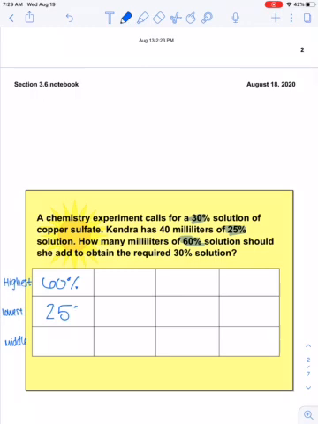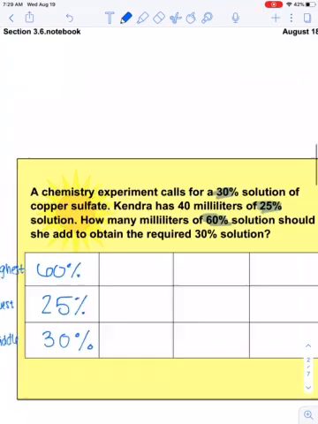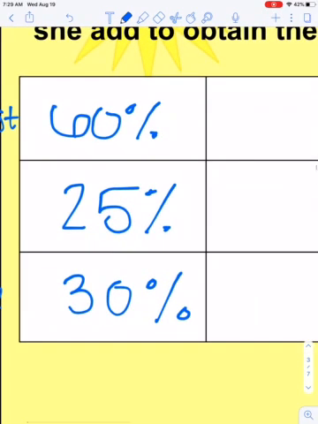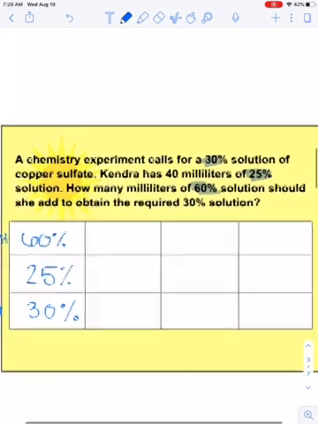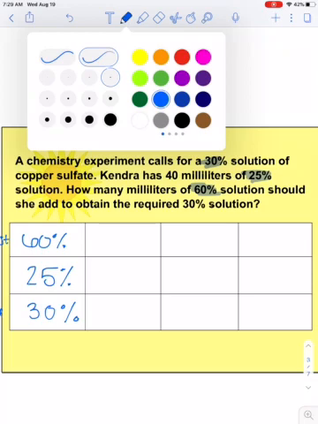What's the lowest of those 3 numbers? 25%. To end up somewhere in the middle, which one's in the middle? The only one left is the 30%. Because she has to mix something strong with something weak and end up somewhere in between. So highest, lowest, middle, every time.